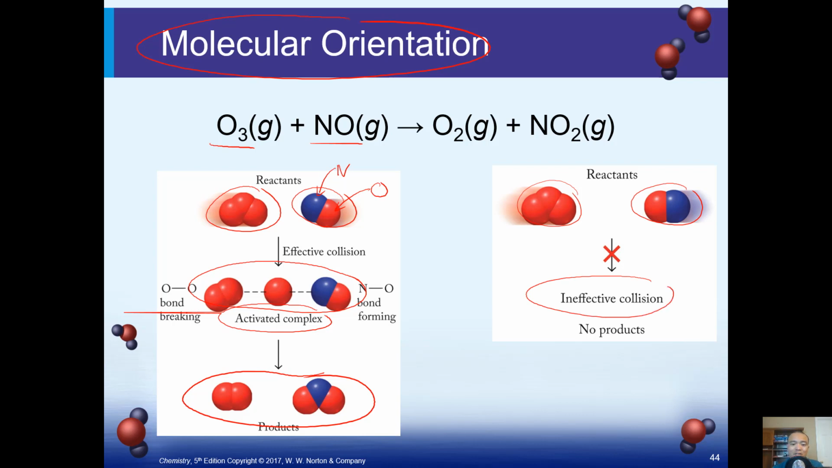This is an ineffective collision. This dependence on collision orientation is reflected in the frequency factor A, and depends on the probability of the collision occurring in an appropriate orientation to yield the products. The orientation factor is part of the frequency factor in the Arrhenius equation. The orientation factor is part of the frequency factor A.